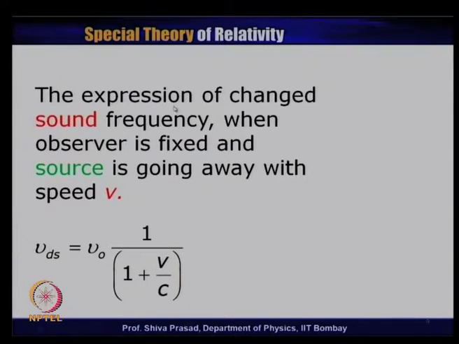where v is the speed with which the source is going away from the observer. So, this is the expression for the change in sound frequency when the observer is fixed and the source is going away with the speed v.